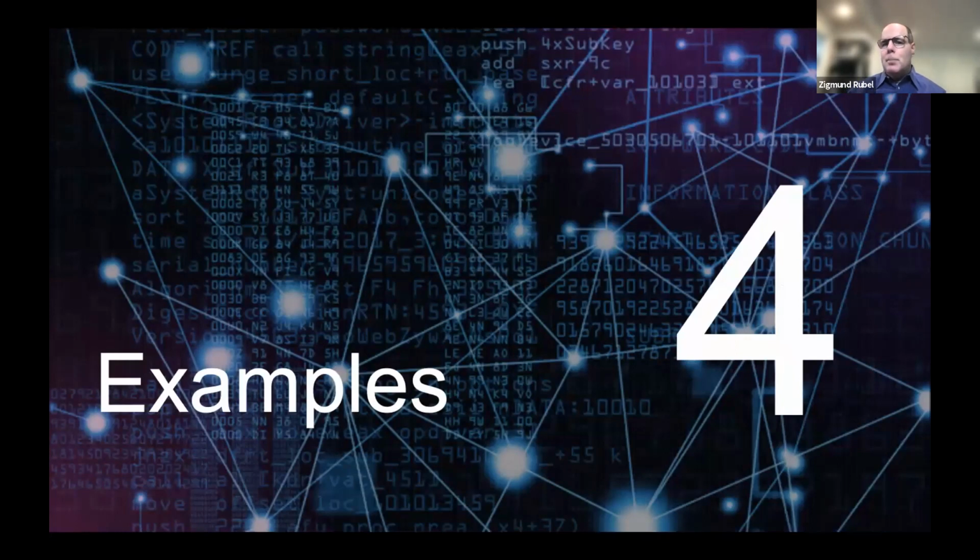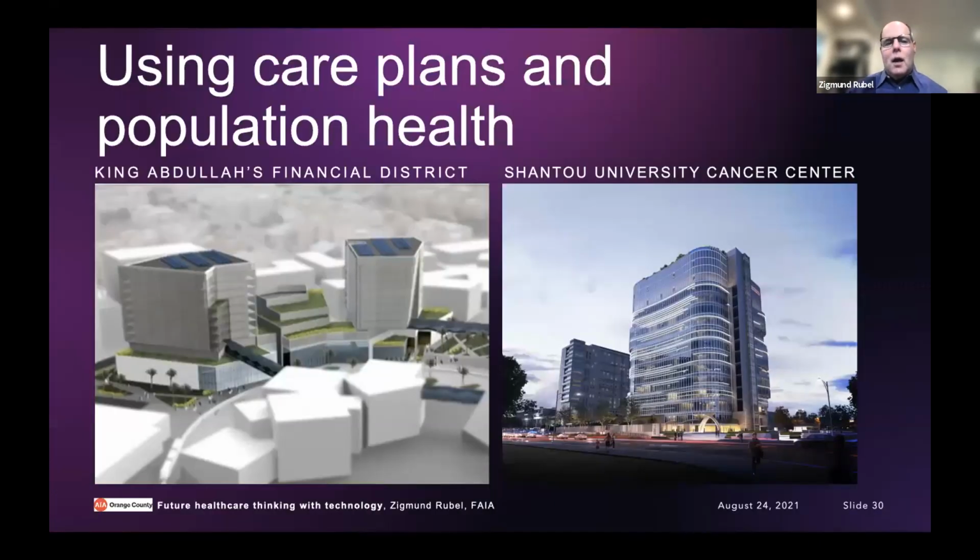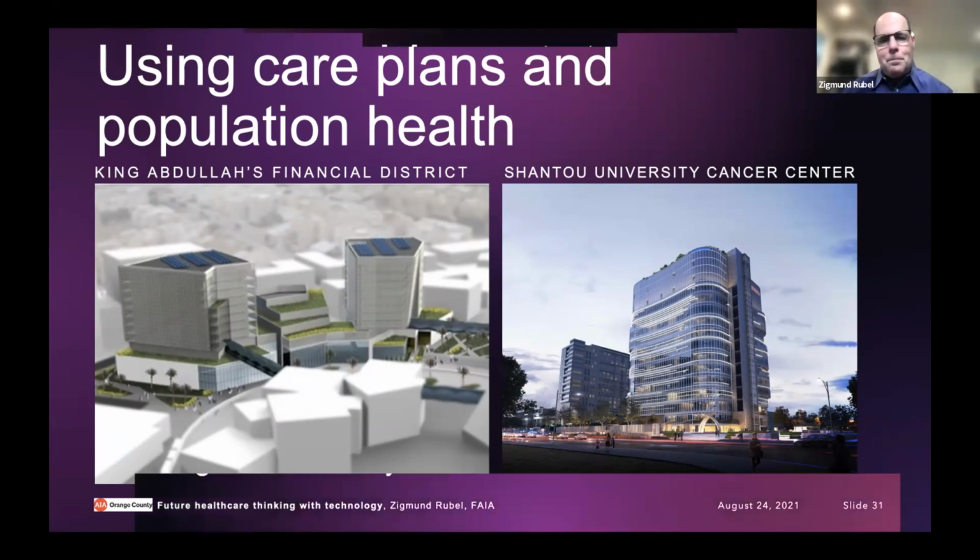So I want to show you a couple examples where we've actually done this. So it's not just me suggesting, oh yeah, this is a better way of doing it. There are two projects, one in Saudi Arabia and one in China. Most of the projects that we've done in the US, we're not allowed to talk about because we used non-publicly available data. Both of these projects used publicly available data, so we're allowed to talk about them.